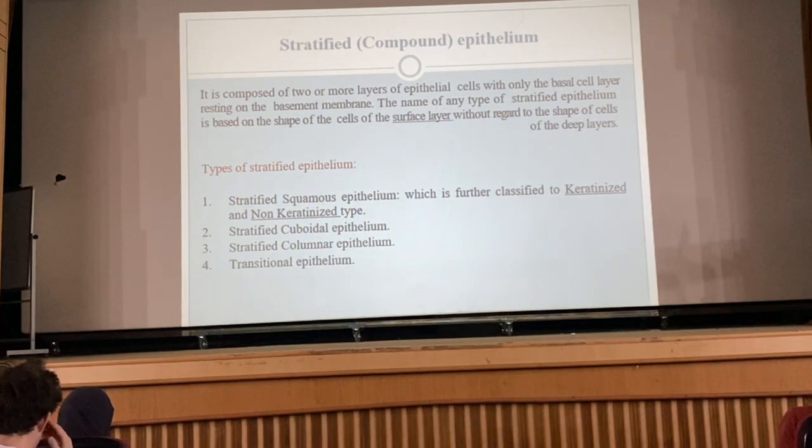Types of stratified epithelium. First of all, we have stratified squamous epithelium, which by itself is divided into keratinized and non-keratinized. Then we have stratified cuboidal, stratified columnar, and lastly transitional epithelium.